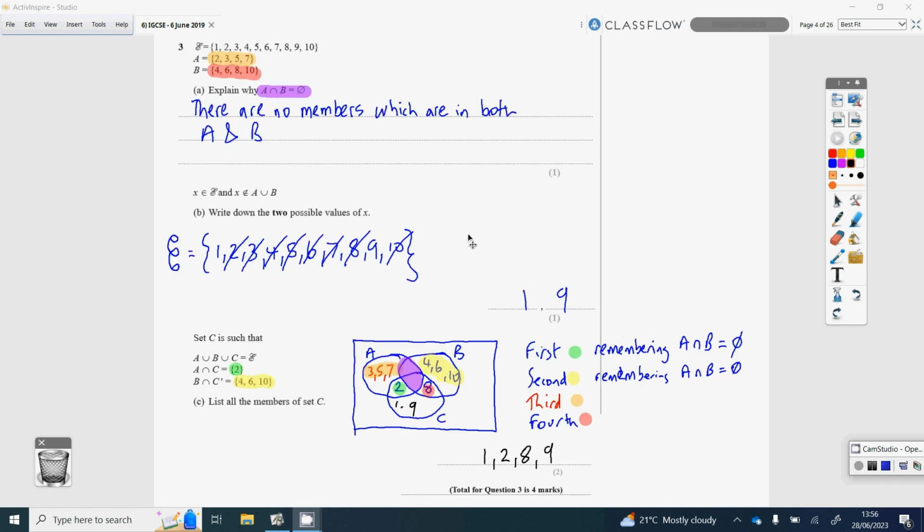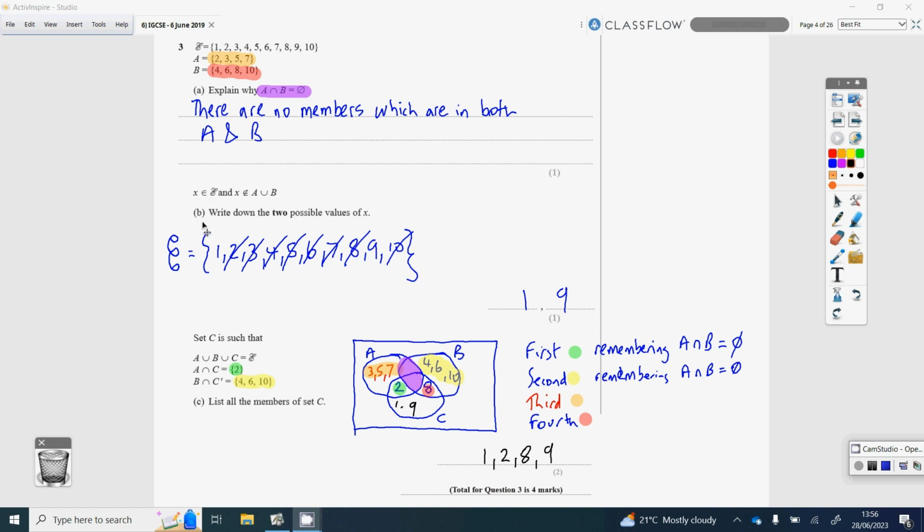So question A, explain why A intersection B is this 0 sign. A intersection B means the members that are in both A and in B. Now, if you look at A, you've got 2, 3, 5, 7. You look at B, you've got 4, 6, 8, 10. There aren't any numbers that are in both A and B. So that's your answer. There are no members which are in both A and B.